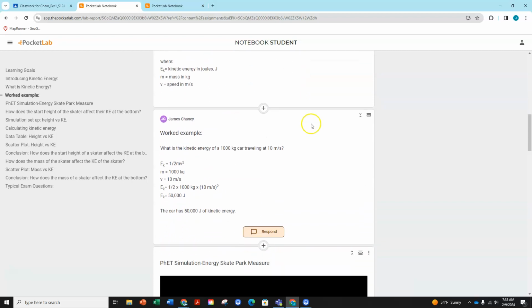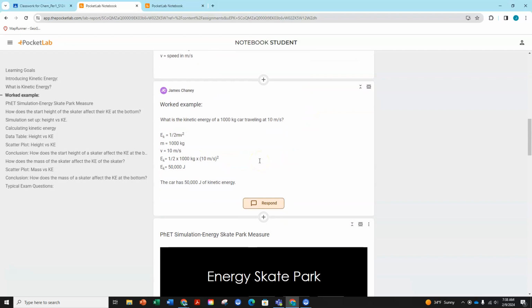So the example that we went through was right here. We have a car that is 1,000 kilograms and it's traveling at 10 meters per second. So how do we calculate the joules of energy? Our formula again, half mv squared. Our mass is 1,000 kilograms. Our velocity v is 10 meters per second. So here's how you set up the formula. Half times 1,000 times 10 squared is going to be 50,000.